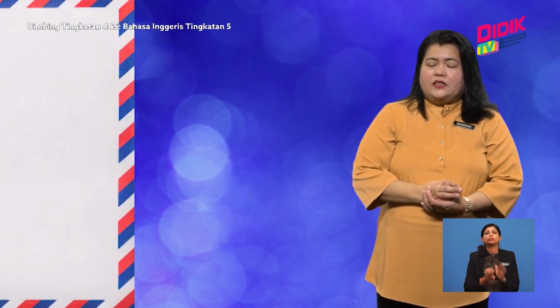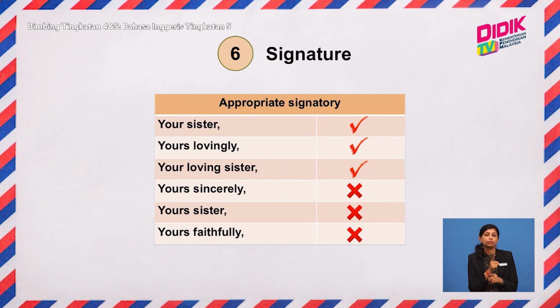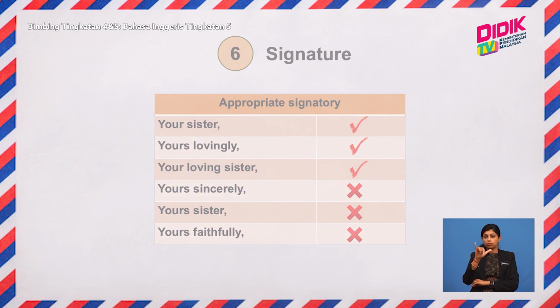At the bottom of the letter is the signature of the person who writes the letter. Choose an appropriate signatory based on the relationship of the writer and the recipient. I have listed some that you should use for this letter. You cannot use yours sincerely because this is not a letter to a friend. Yours, sister, is incorrect because there is an error in the word yours. It should have been written as your sister, and finally, yours faithfully is meant for a formal letter.